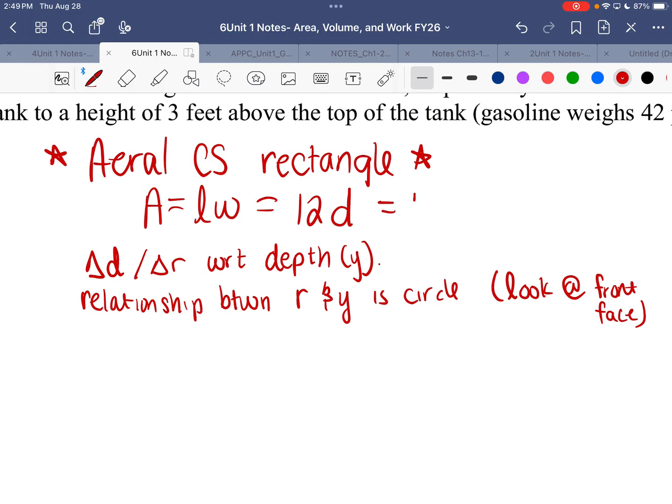So we have 12. What's the relationship between diameter and radius? Diameter is equal to 2r. So really our area is going to be 24r. And we're saying that our r is dependent on our y, and that dependent relationship is on a circle. So we need to write the equation of a circle.